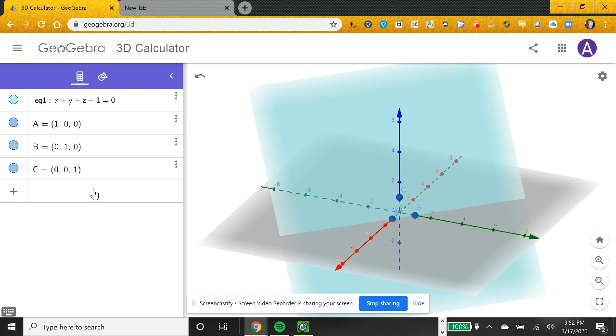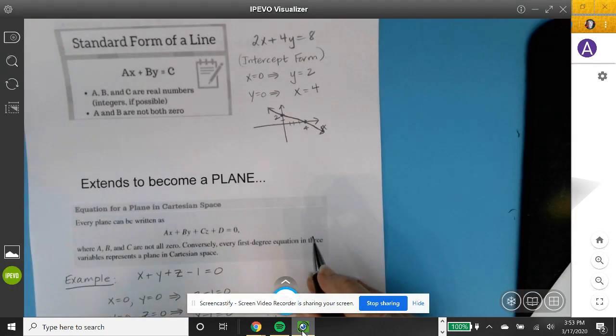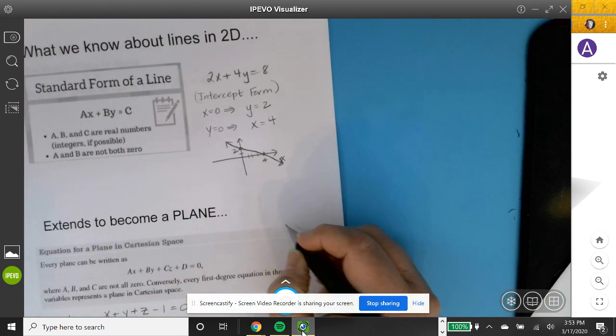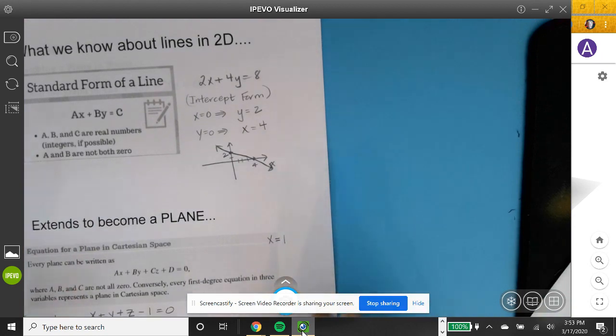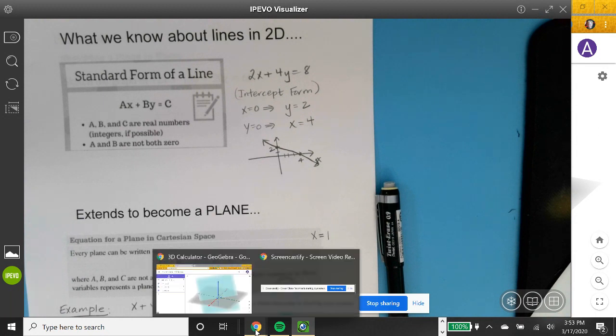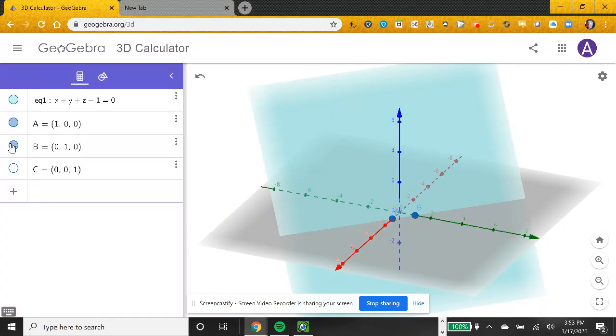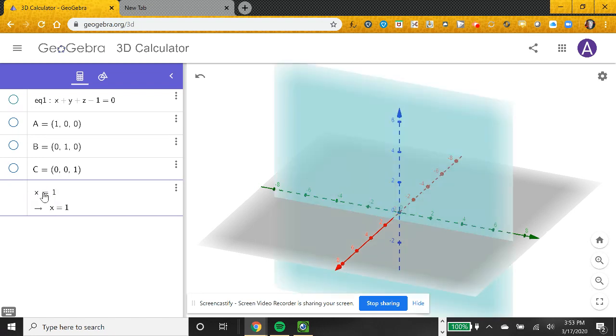All right. Now let's talk about some other kind of planes. What happens if in this equation that I have right here, I change it to x equals 1? Let's see what that looks like. That means x is always 1. We'll hide these for now. So I'm going to type in x equals 1. Well, what is that? That looks like a plane where x is always 1.